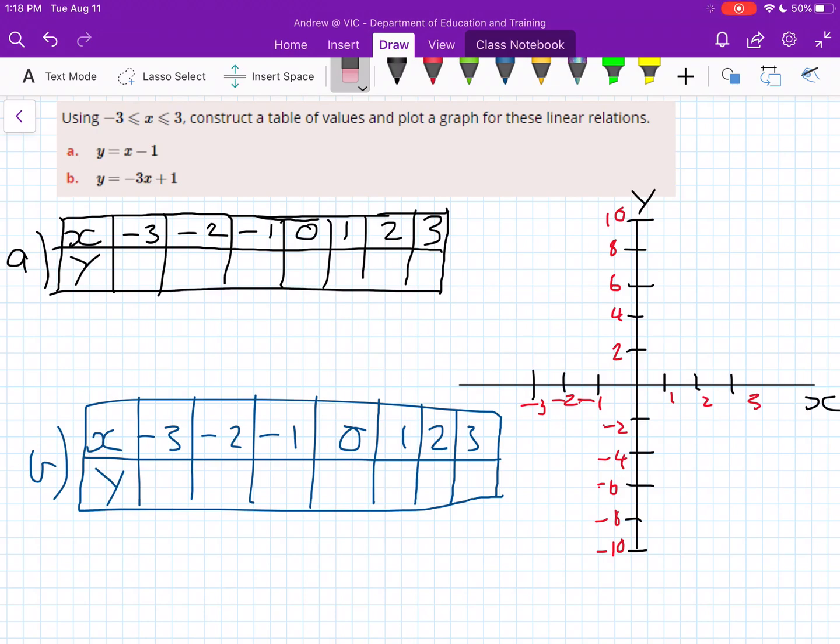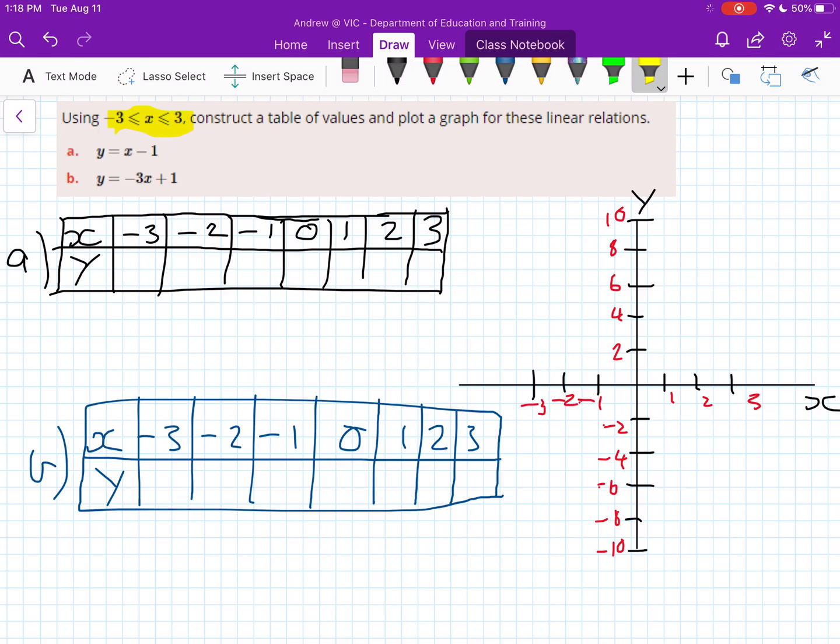G'day, so in this video we are looking at plotting points on a graph and first finding out the y values that correspond to x values. So we'll get into this question here using x from -3 to 3. Construct a table of values and plot a graph for these linear relations.